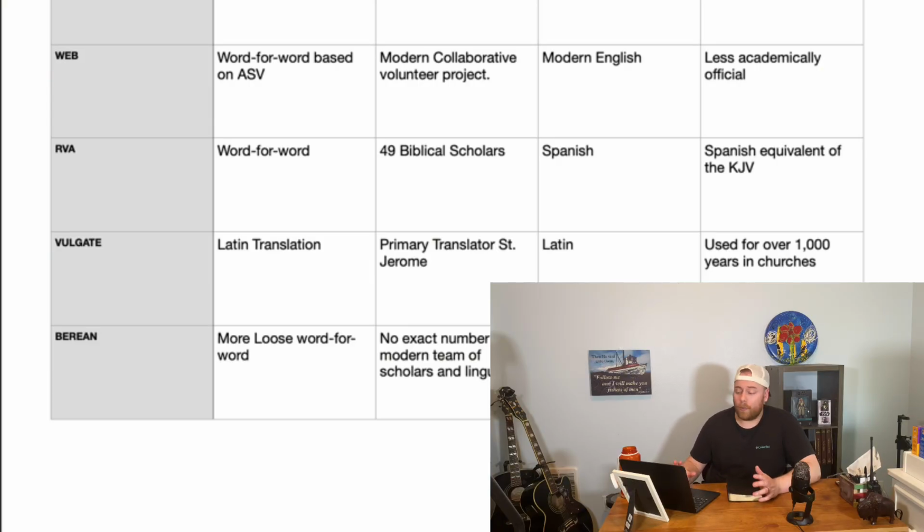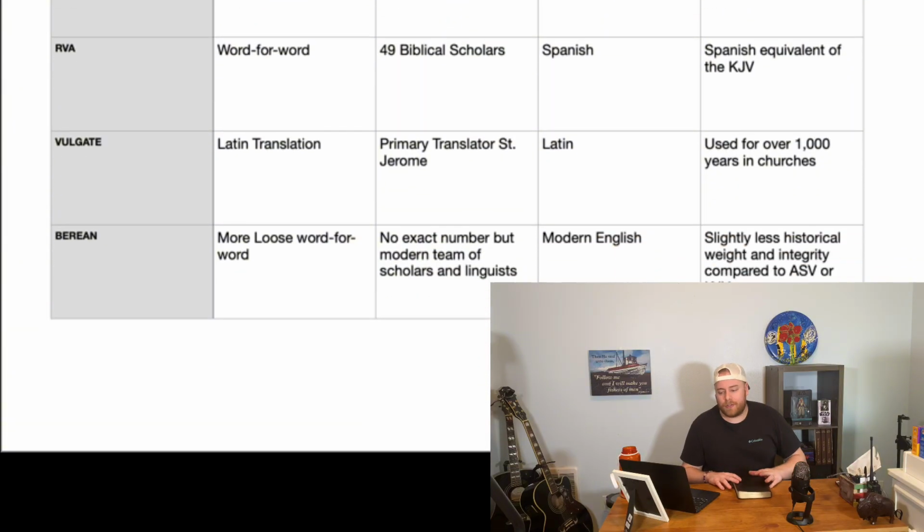Language is Latin, so once again, I don't speak Latin, so this is not a good translation for me. And one cool note would be that the Latin Vulgate was used for over 1,000 years in churches. That is quite the shelf life. Very impressive. Now, the last Bible on this list is the Berean.